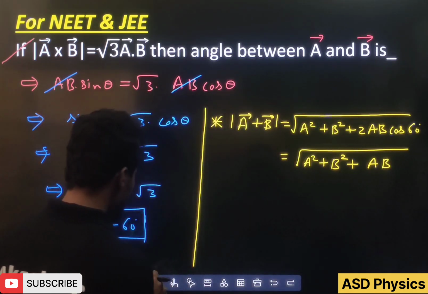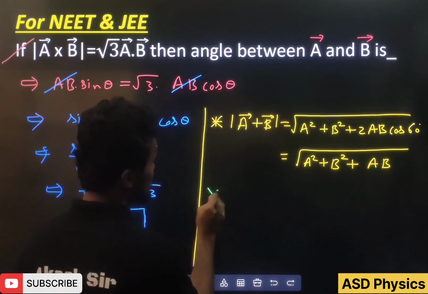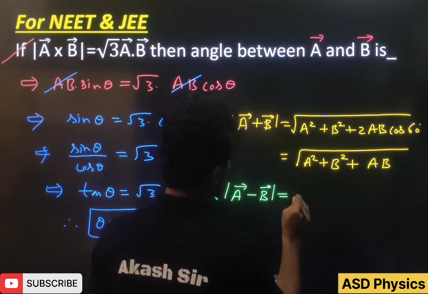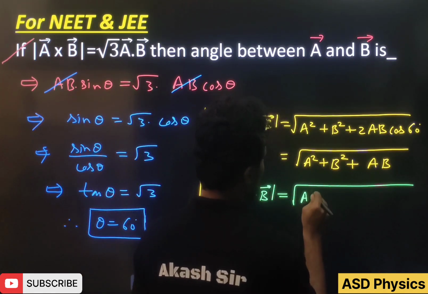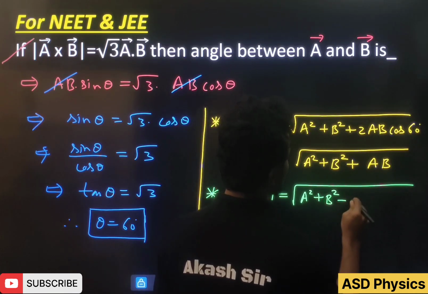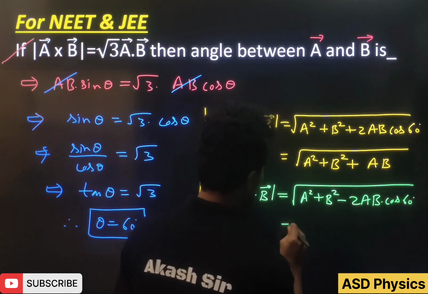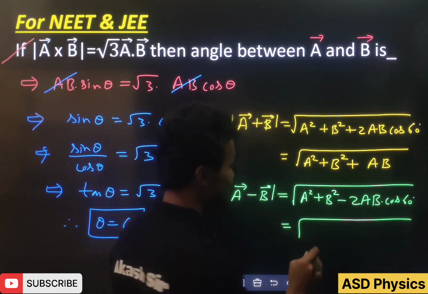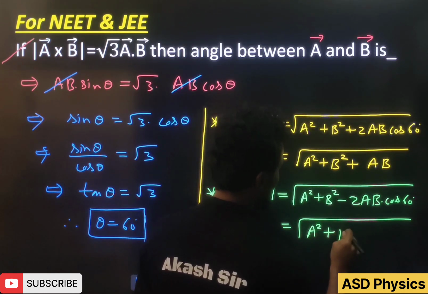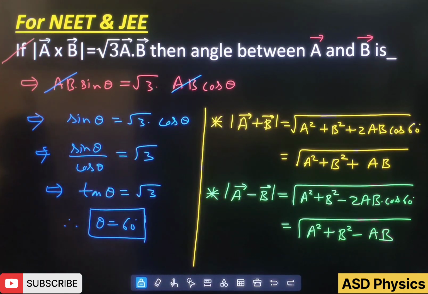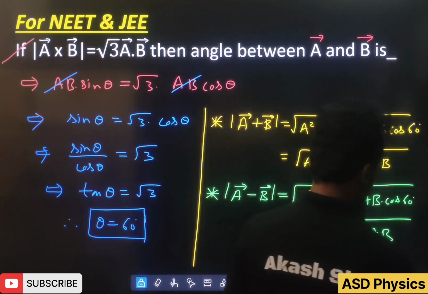Similarly, students, next one. Now all these basics are very, very important. That's why we are going into detail. If they ask mod of a minus b, the formula is a square plus b square minus 2ab cos 60. That means what will it come? We can guess very well. What is this? A square plus b square minus ab. Okay. So students, this question is very common in exams. Do it very well.